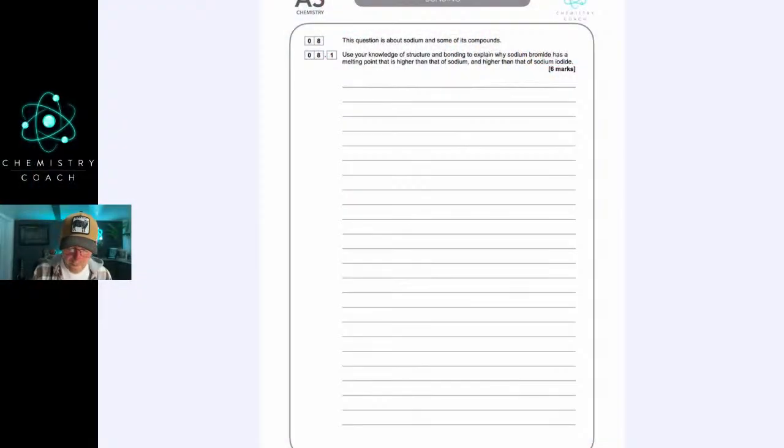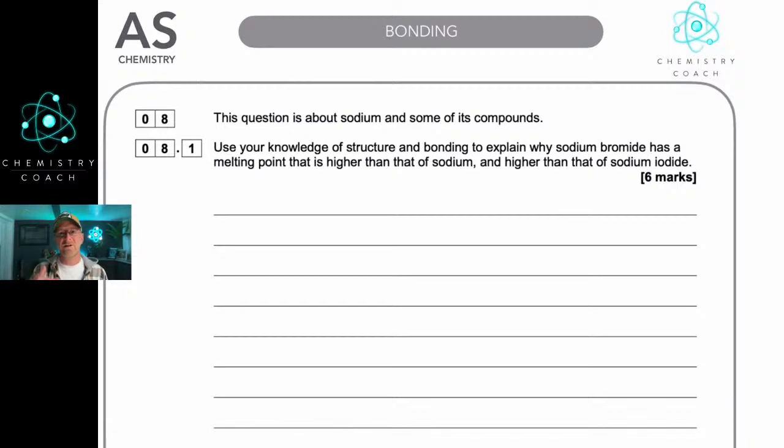Okay, so hopefully now you know how we can go about these questions and how to attack them. The big messages are, yes, know your relative strengths of your different types of bonding, but be prepared to compare. Let me just show you another question here very quickly. This was his first question. Be prepared to compare different types of bonding.